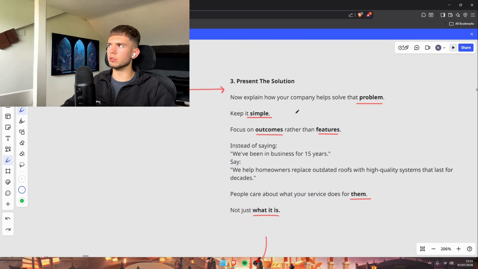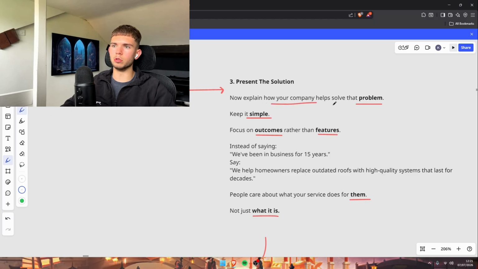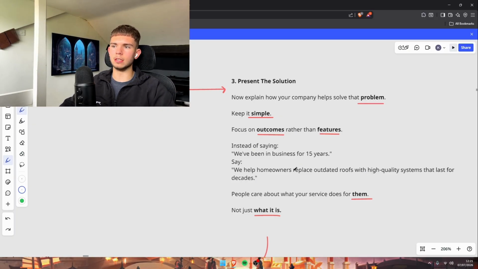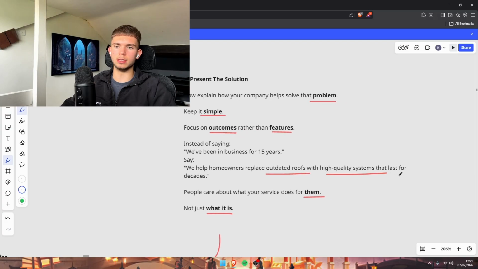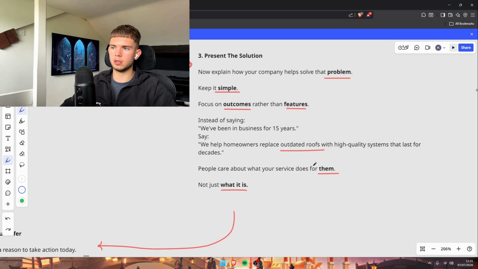Now we need to present a solution. We're going to explain how your company helps solve the problem that they're having. Keep it simple, focus on the outcomes rather than the features. No one cares about the features, they care about the outcome. Okay, so instead of saying we've been in business 15 years, say we help homeowners replace outdated roofs with high quality systems that last for decades, right?